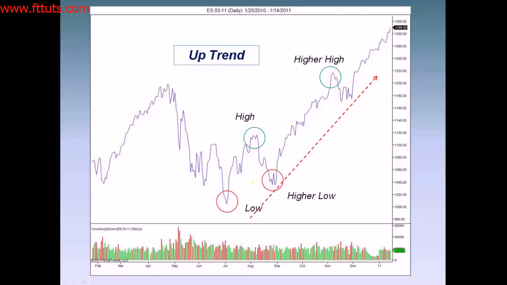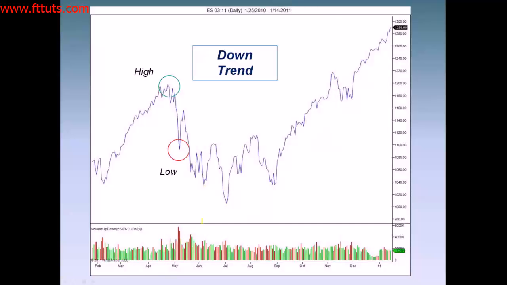And once again, you can easily spot this on any time frame chart. The definition does not change with the change in time frame. An uptrend, higher highs, and higher lows. Very simple.